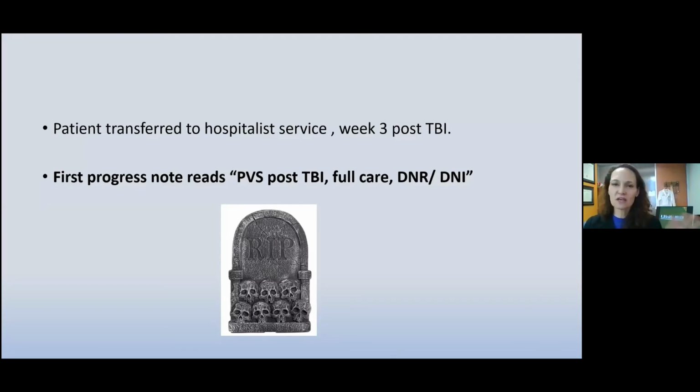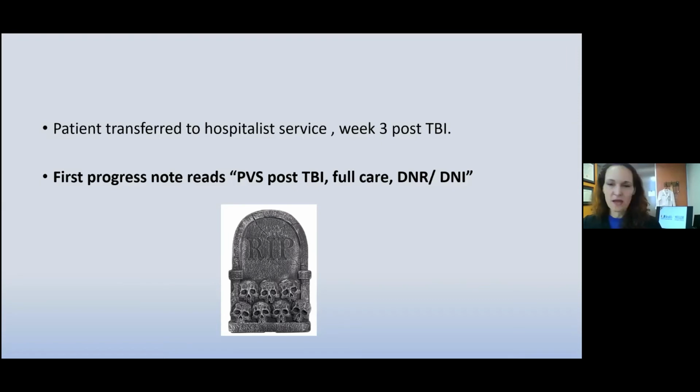So first of all, you can't say he's in a vegetative state at 3 weeks post TBI. That just is an incorrect statement. You have to wait much longer before you start to talk about that. You don't know that he's going to be full care. This person has no experience in neurotrauma, yet she felt she had sufficient experience to tell the family that this patient was going to be full care and DNR.